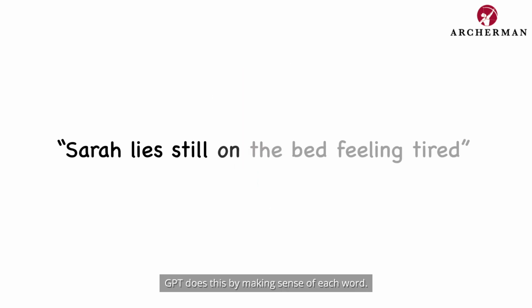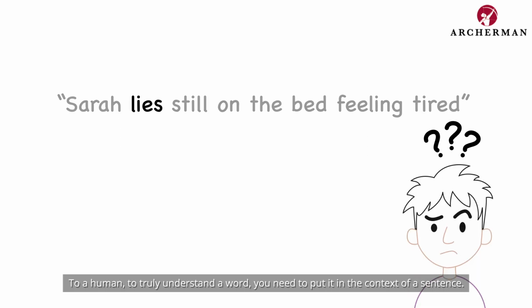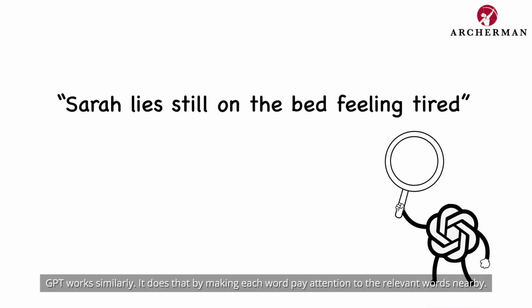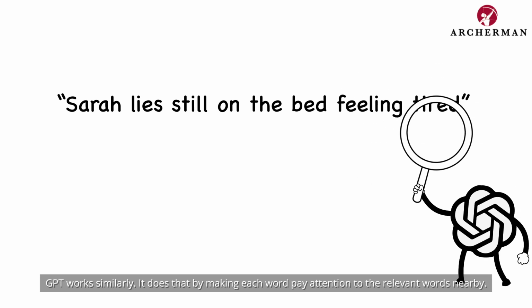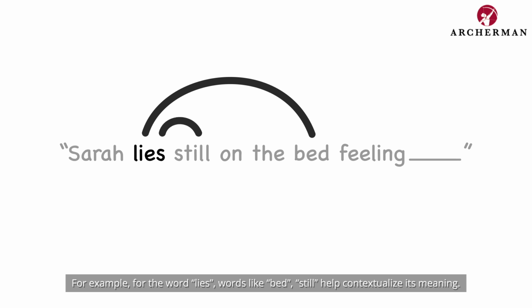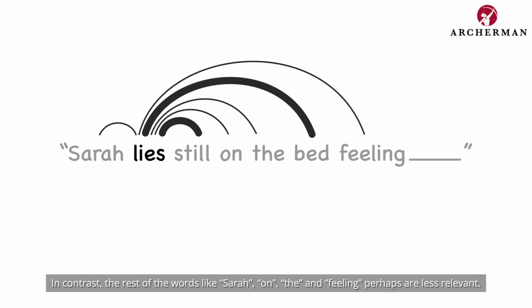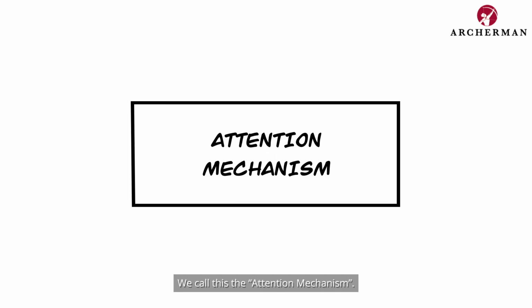GPT does this by making sense of each word. To a human, to truly understand a word, you need to put it in the context of a sentence. GPT works similarly. It does that by making each word pay attention to the relevant words nearby. For example, for the word lies, words like bed, still help contextualize its meaning. In contrast, the rest of the words like Sarah, on, the, and feeling perhaps are less relevant. We call this the attention mechanism.